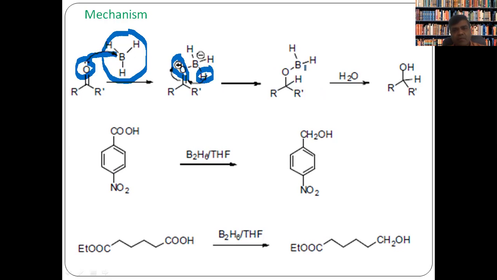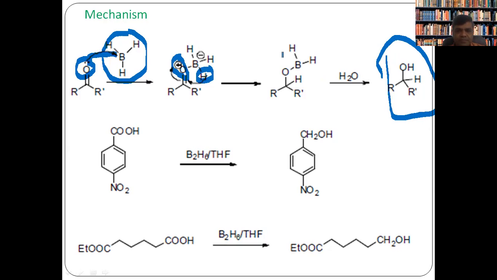Similarly, one boron molecule has the capacity to reduce 3 molecules of ketone or aldehyde. So the same type of reaction will take place. The second molecule of ketone will come here. The oxygen of the ketone molecule donates its lone pair to the boron. The same mechanism will be repeated, and hydride ion transfer takes place. In this way, 3 molecules of ketone will be reduced, and finally, on hydrolysis, we will get the secondary alcohol. If I start from aldehyde, I will get the primary alcohol.